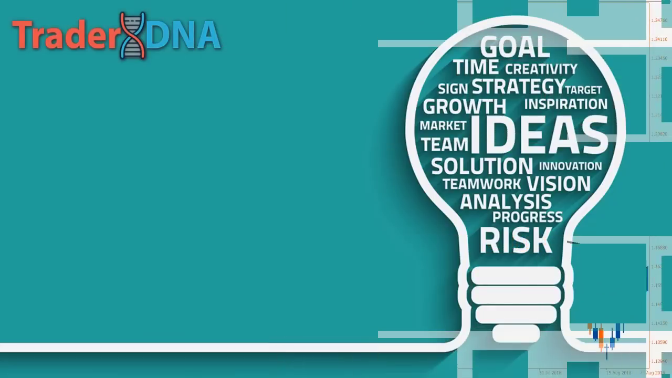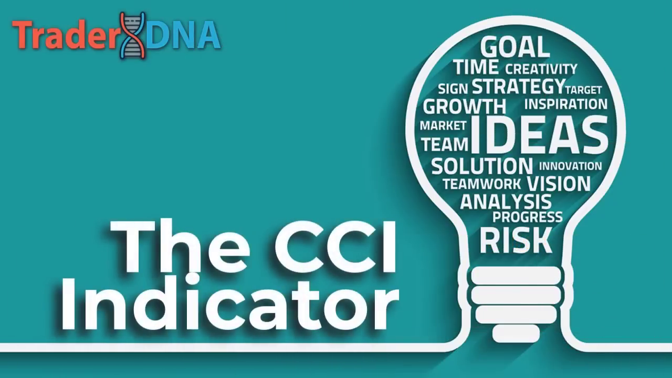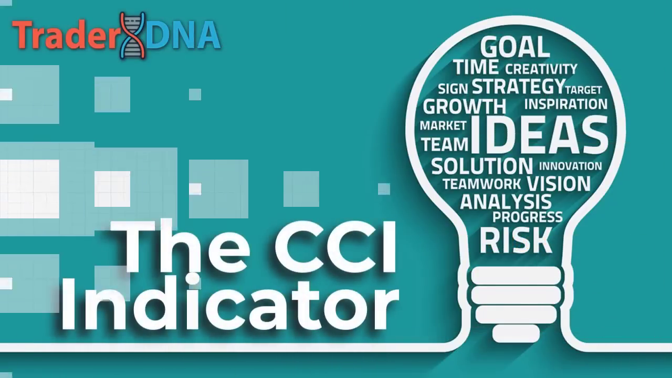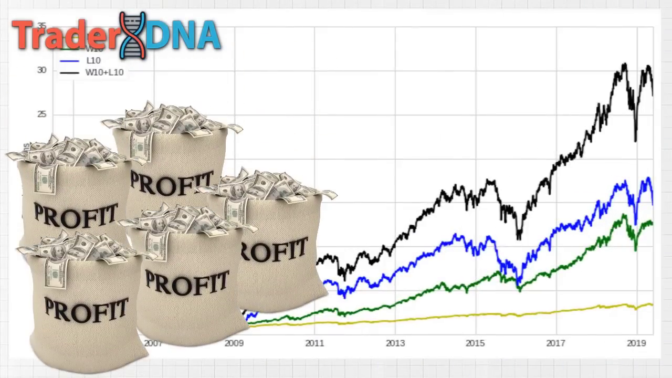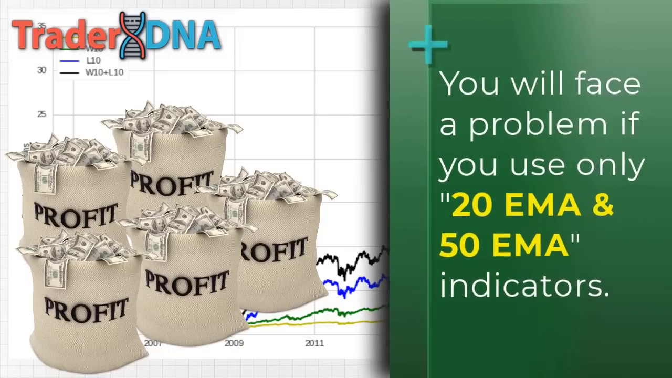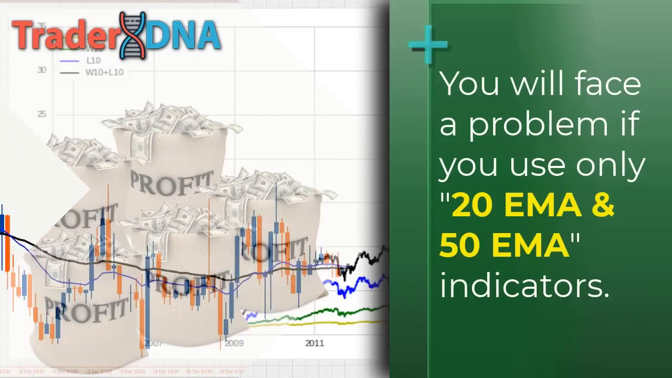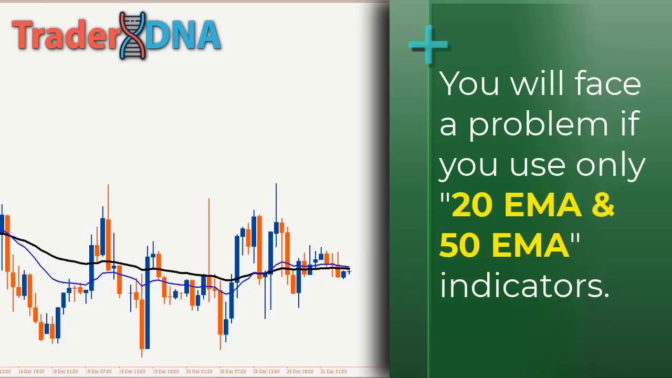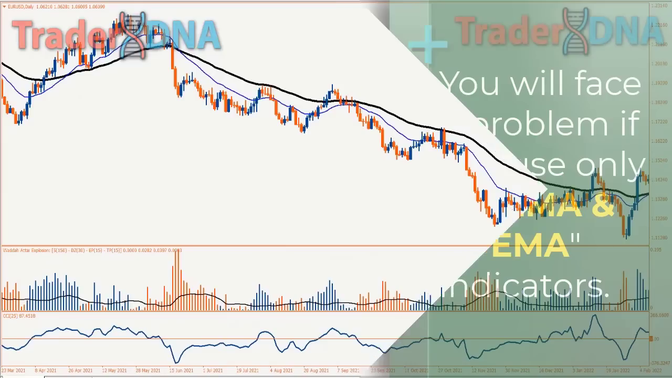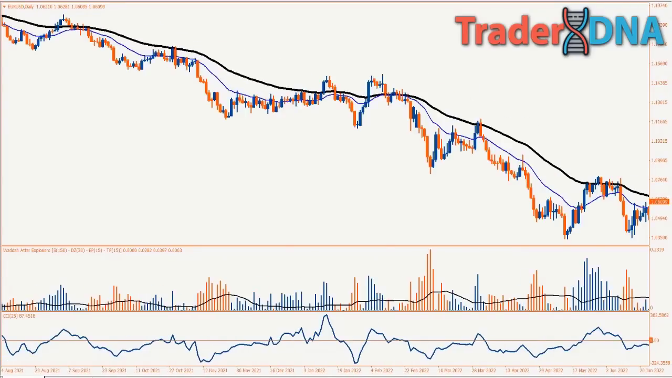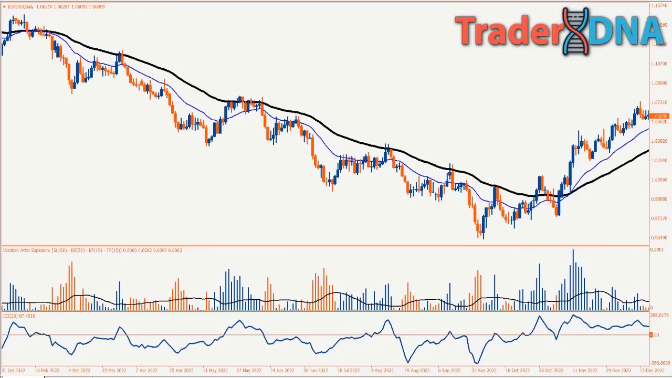The CCI indicator is a great tool to confirm trends. You can make large amounts of money by following trends without putting in a lot of effort. Often, trend-following strategies can be successful for years at a time. You will face a problem if you use only 20-period EMA and 50-period EMA indicators, since at some point the trend will turn into a period of consolidation, and trend-following strategies will fail. When you combine the CCI with a trend indicator like a moving average, market volumes, plus your knowledge of price action, you can identify the strongest and most profitable trends to trade.